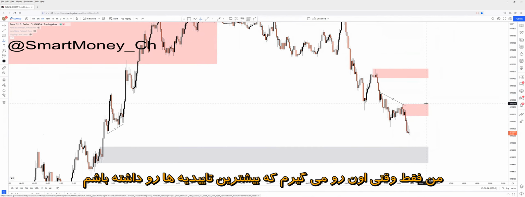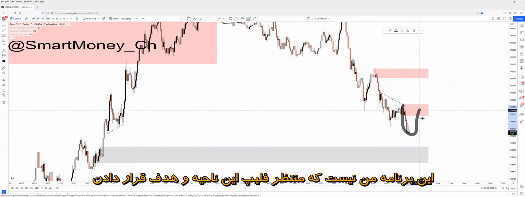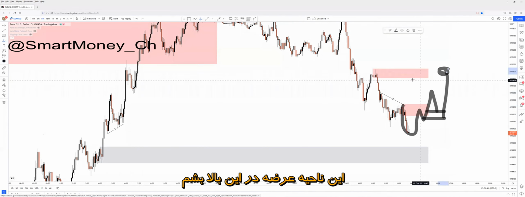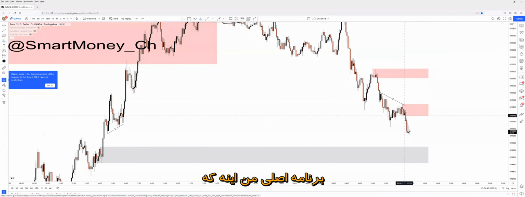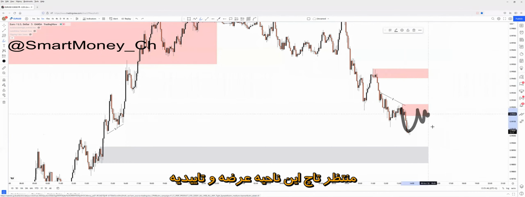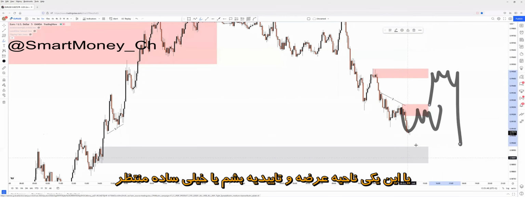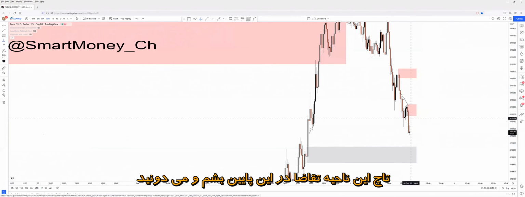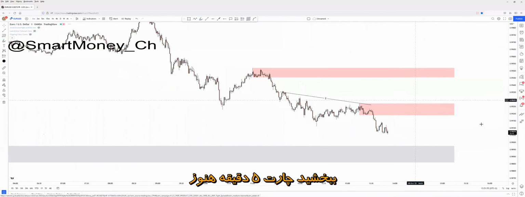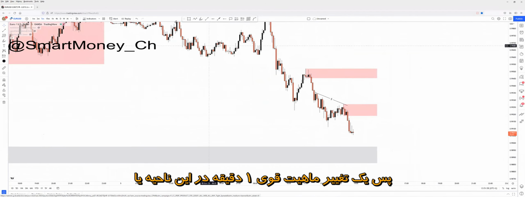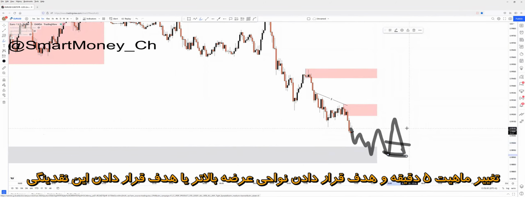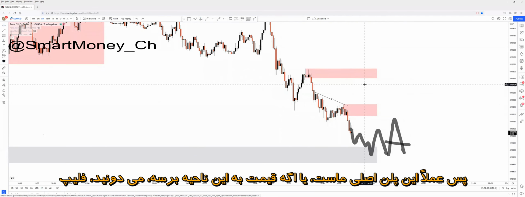I will take it only if there are really high criteria, but this isn't my major plan. This isn't my major plan to wait for the flip of this zone and target this supply up here. My major plan is to wait for the mitigation of either this supply zone confirmation, or this supply zone confirmation, or simply wait for the mitigation of this demand zone down here. And a 1-minute strong change of character, sorry, 5-minute chart still, so a 1-minute strong change of character on this zone, or a 5-minute change of character, targeting higher supply regions, or targeting liquidity up here. So technically, this is the major plan.